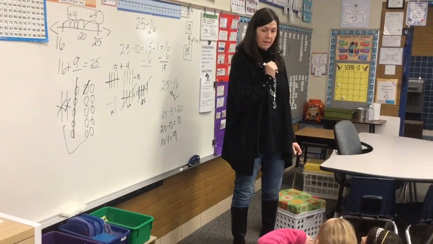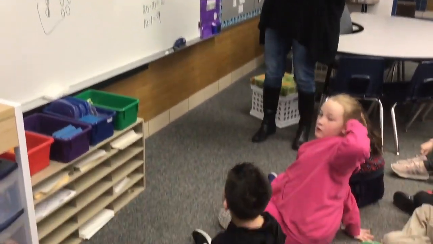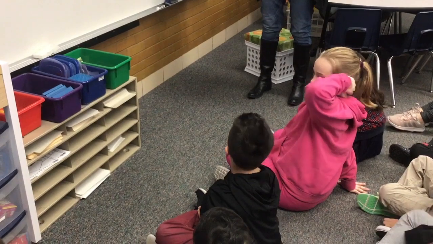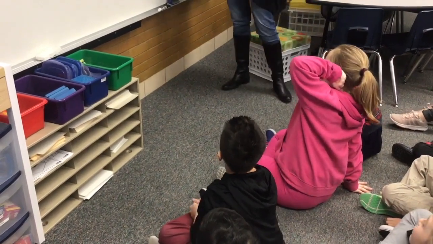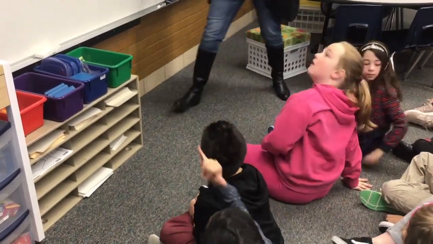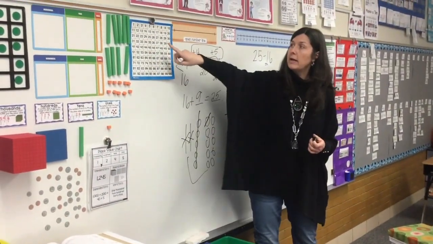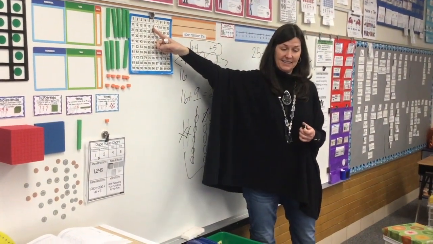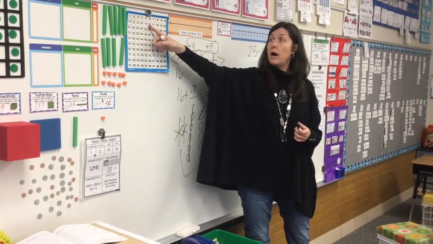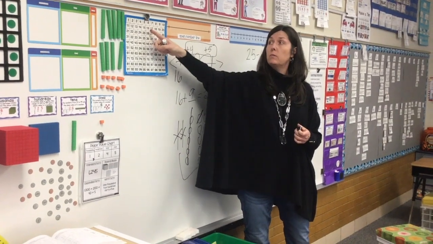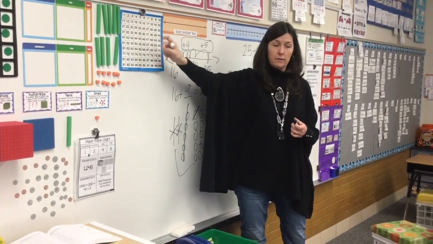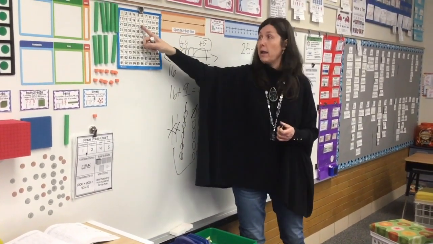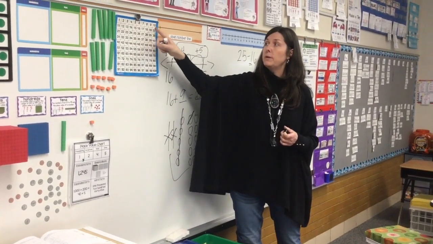One more. William? What do you want to defend? I want to defend 9. Okay. I used a hundreds chart. Hundreds chart. All right, where did you start? I started at 16. So you started at 16, okay? And then I went 4 up. 4 up? No, 4 down. No, I went 4 to the right. To the right, okay. So 16, 1, 2, 3, 4.